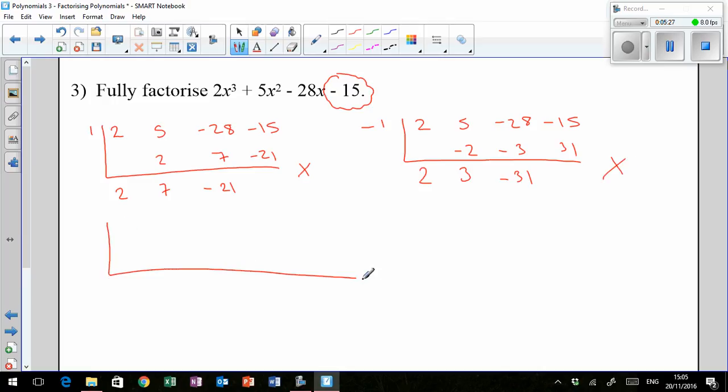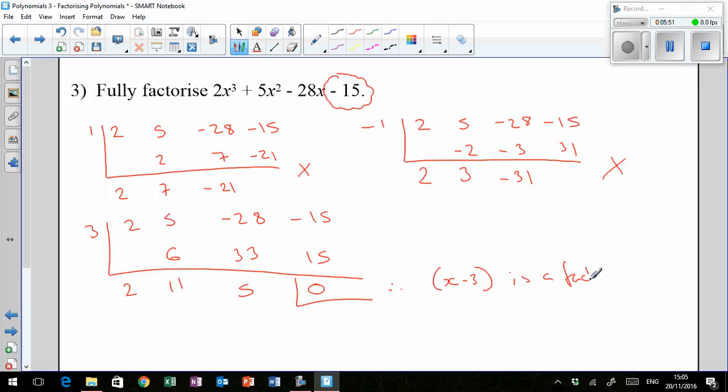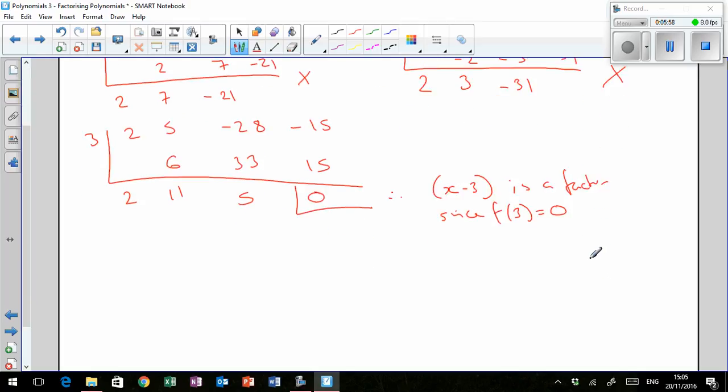Now, the more you do it, the quicker you'll get. A lot of the time, if you start off with the lower numbers, you'll get it sooner rather than later. So that's 2, 6, 11, 33, 5, 15, and bingo, we've got a 0. That means that x minus 3 is a factor. Remember to turn your 3 around. Since f of 3 is equal to 0. And what we can do now is factorise that one fully.